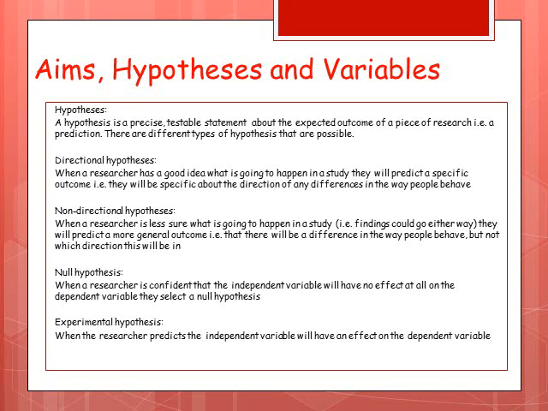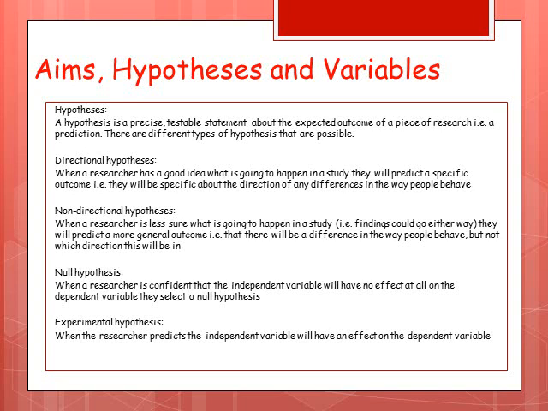A directional hypothesis is when the researcher has a generally good idea about what the outcome is going to be, so they're able to predict a specific outcome. So they'll say what the direction of any differences will be between the variables. Whereas a non-directional hypothesis is where they're not sure what the outcome will be. So they're saying there's going to be a difference, but not in which direction that will be. So why would we write a non-directional hypothesis, and why would you write a directional hypothesis?